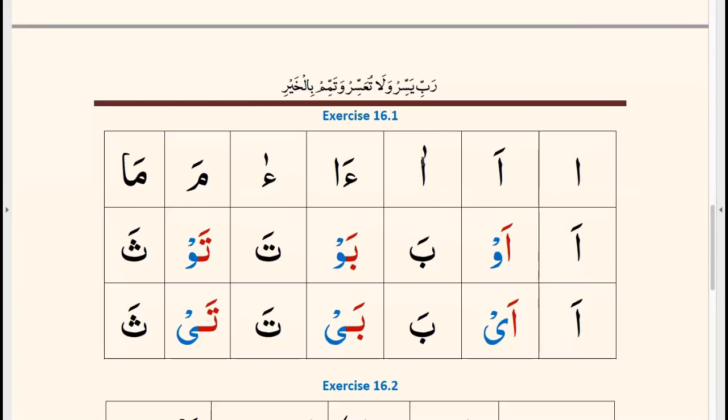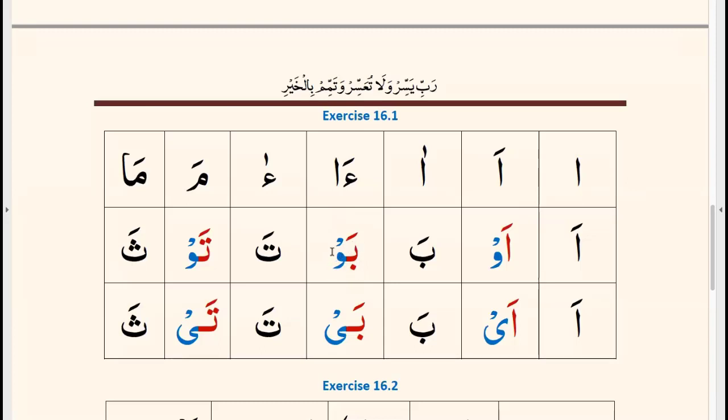A'udhu billahi minash shaitanir rajim. Bismillahirrahmanirrahim. Very nicely recited. Could you have a go at reading this column for me, please? Ba. Very nice. Okay, could you read this again for me, please? Bo. Very nice. So you recognize that this is a waw-leen.